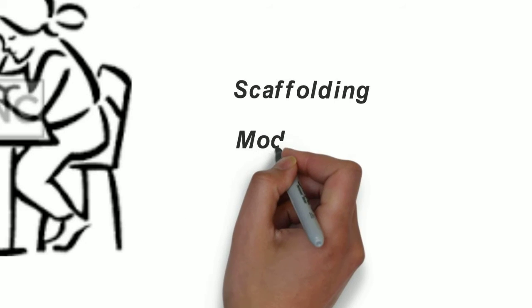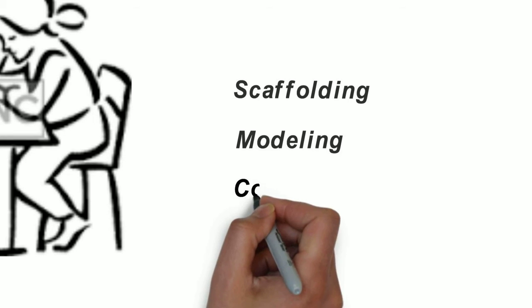The second strategy is modeling, and this can be done by playing role-play activities. The instructor could take the role of the physician, and the student could take the role of a patient. And the third strategy would be coaching. And that can be done by giving feedback or guiding students through the process of their activities.